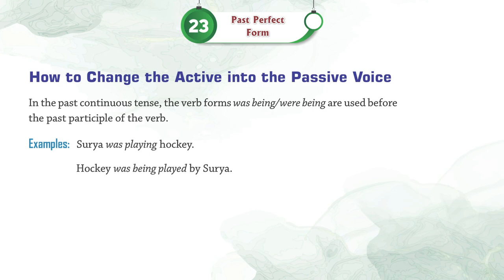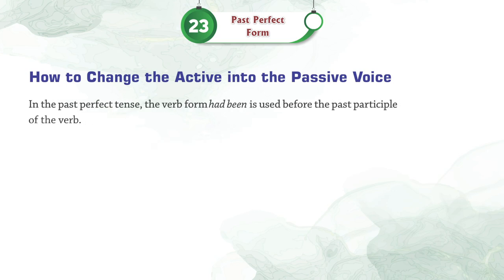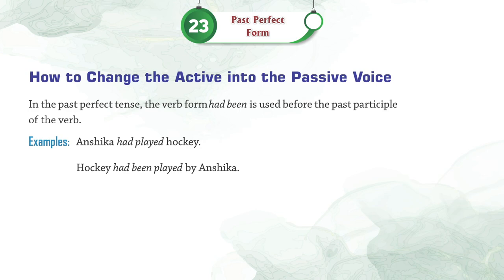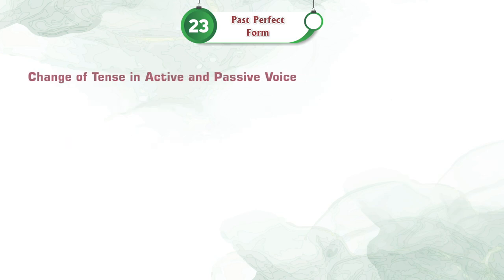Hockey was being played by Surya. In the past perfect tense, the verb form "had been" is used before the past participle of the verb. Examples: Anshika had played hockey. Hockey had been played by Anshika. Change of tense in active and passive voice. The verb should be in accordance with the object in passive voice.